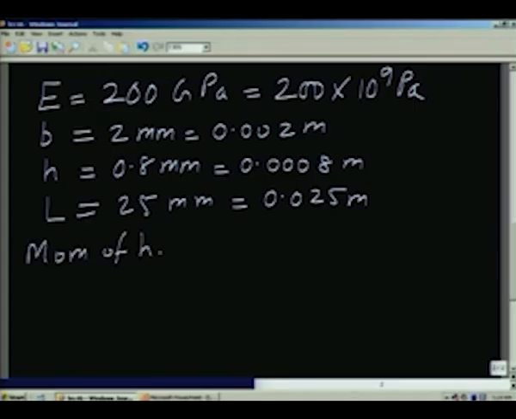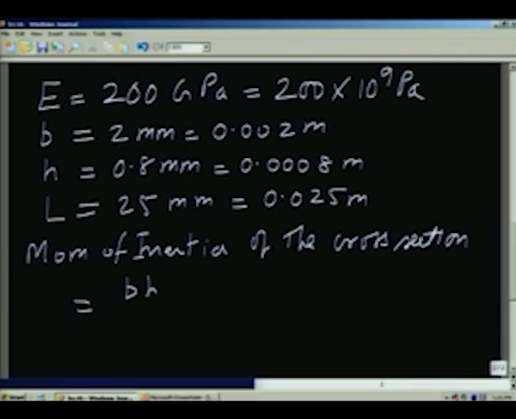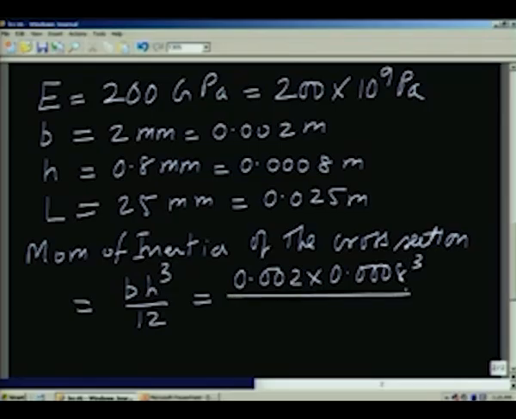Moment of inertia of the cross section is given by BH cube by 12, where B is the breadth, H is the thickness, and BH cube by 12 is the moment of inertia, which is given by 0.002 into 0.0008 cube divided by 12, and this works out to 8.5333 into 10 to the power of minus 14 meter raised to the power of 4.